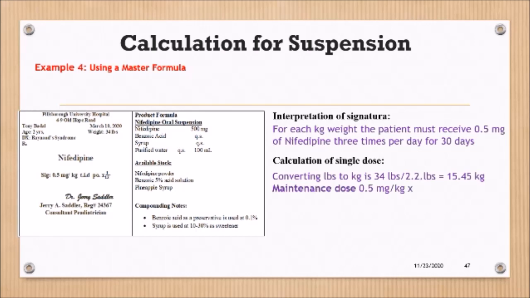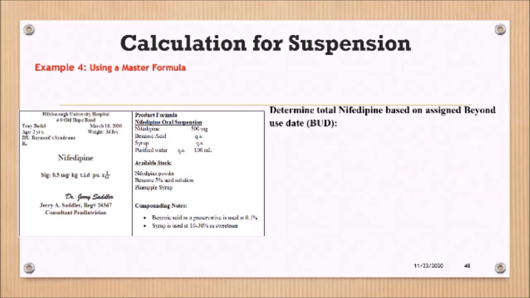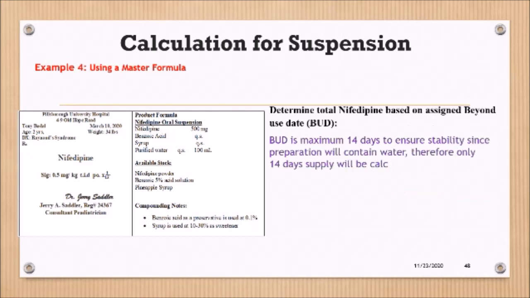Of course, we convert the pounds to kilograms, which is 15.45 kg, and the maintenance dose that we got is 7.72 milligrams when we multiply 0.5 milligrams per kilogram times the kilogram weight. Of course, we have to determine the BUD, and the BUD is 14 days. So no matter how long the doctor writes the prescription, we still have to maintain the BUD requirement, which is 14 days, because we cannot guarantee stability after 14 days.